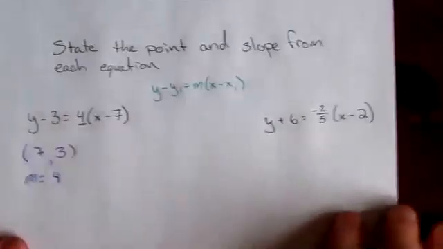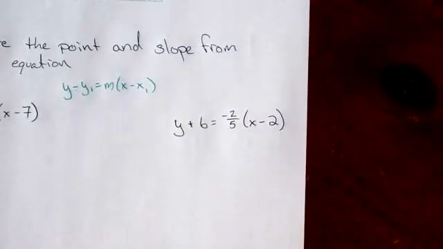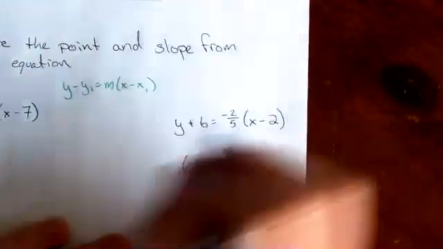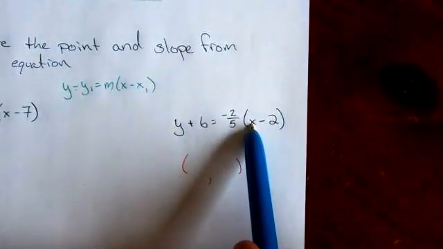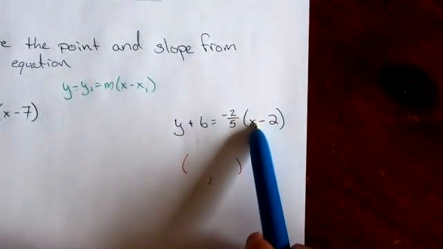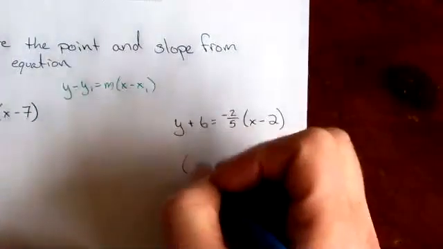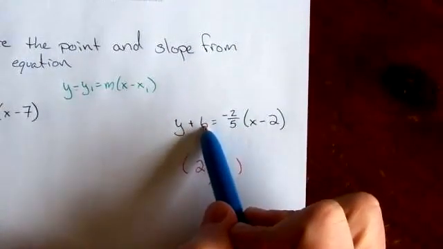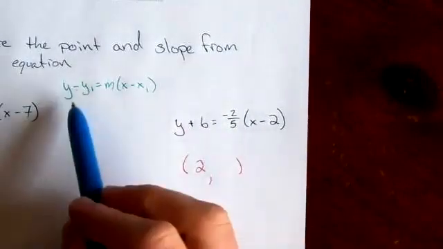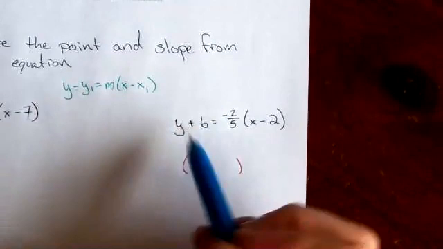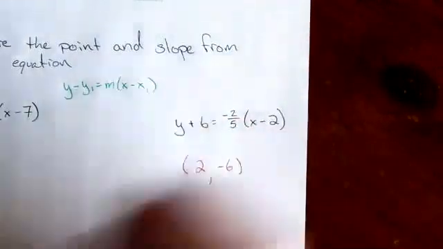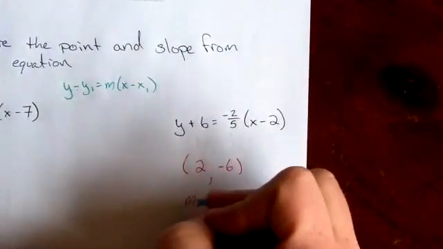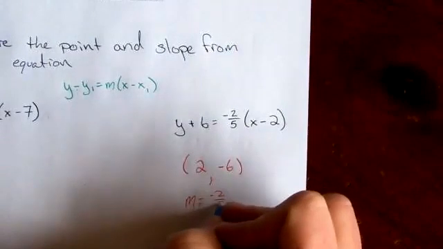All right, let's try the second one. What is our point? What is our x1? What is our y1? Well, if we look, our x1 is right here. So here's x. Since it's a minus 2, that's the original one, this stays as a positive 2. And our y1, well, it says plus 6. This is where we got to think opposite. Because the original equation has a minus, and this is a plus, this would be a negative 6. So the point is (2, -6). And our slope, or our m, is negative 2/5.